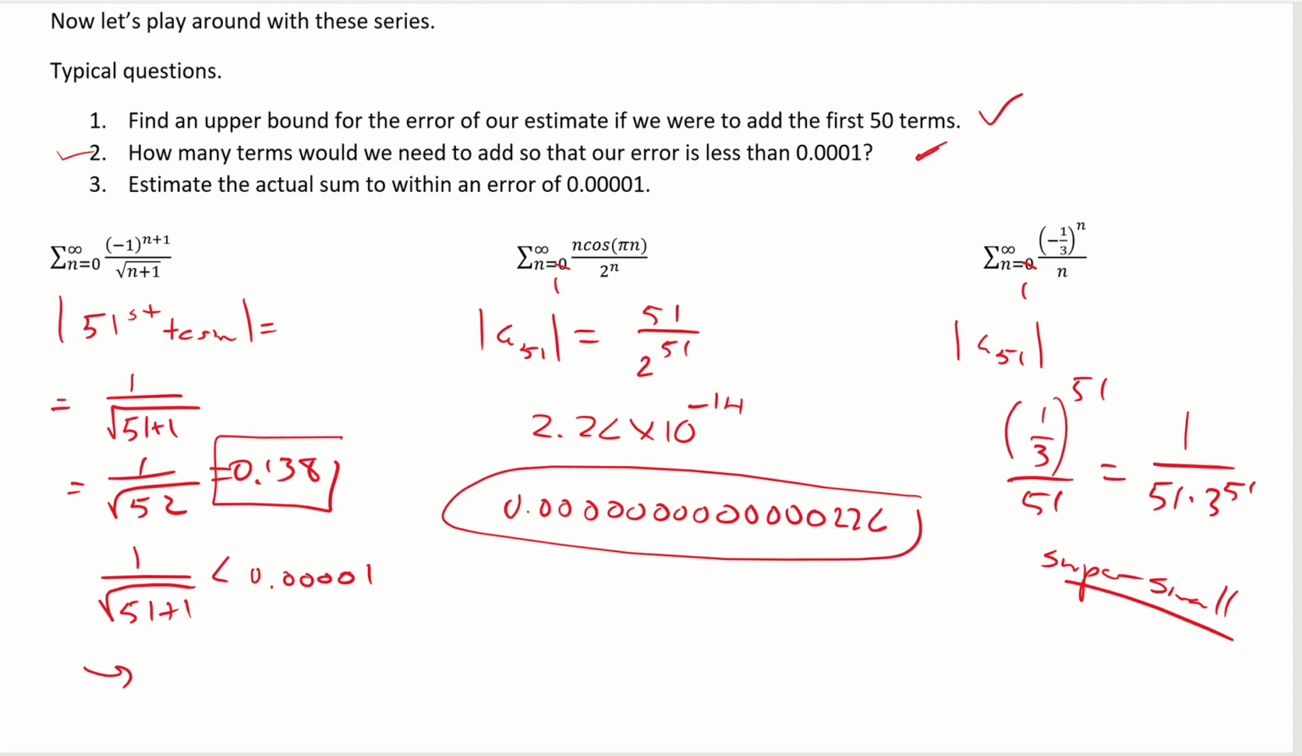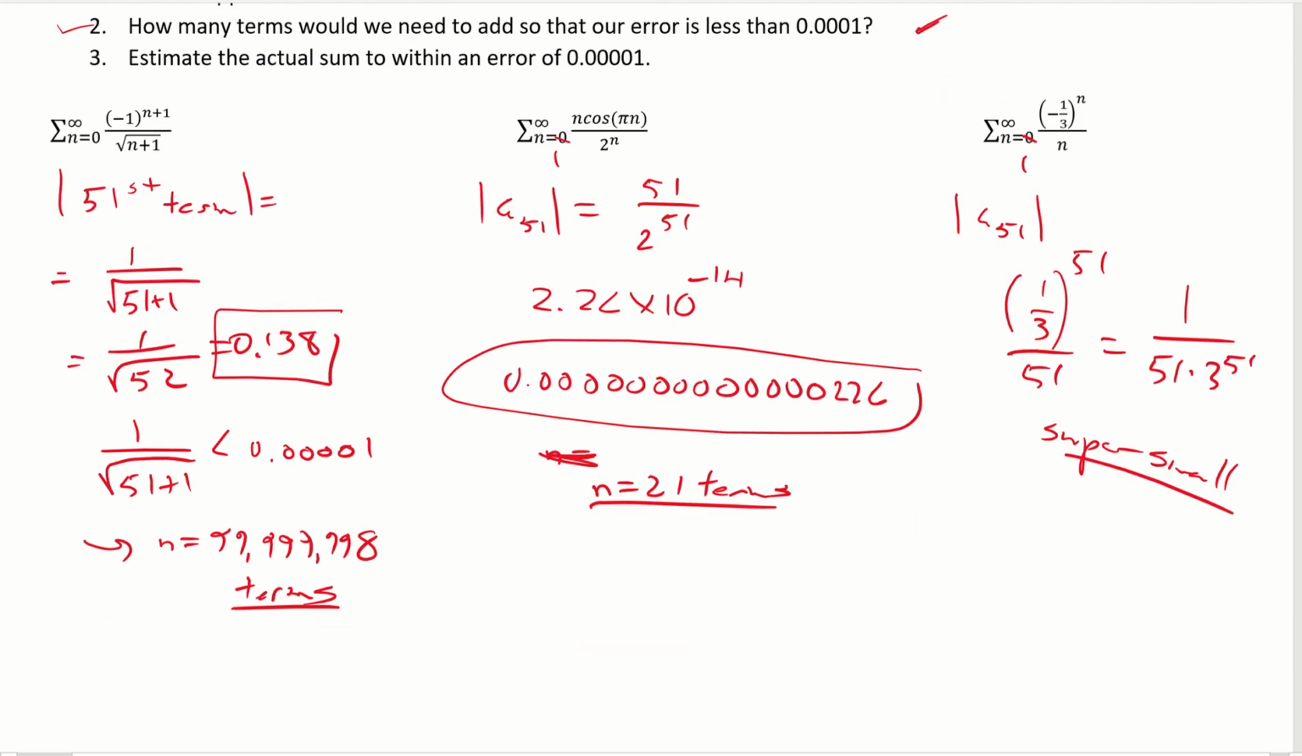I did that one, and I think I came up with a crazy huge number of about 90 million. So n is equal to 99,999,1,998 terms. You really would have to add a lot of terms because of the square root. On the second one, I think I finally got n is equal to 21 terms to get that happening.